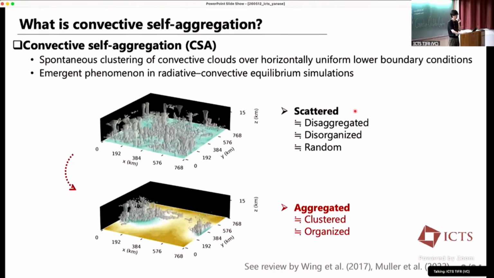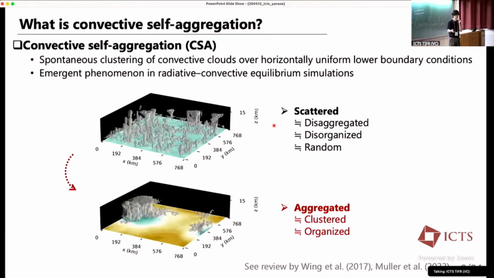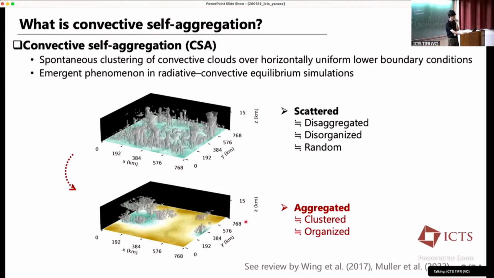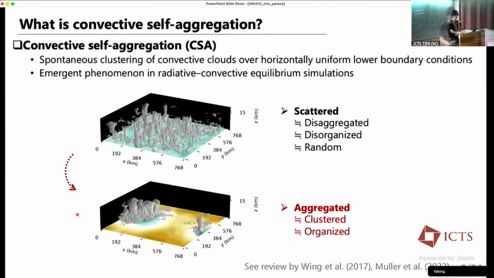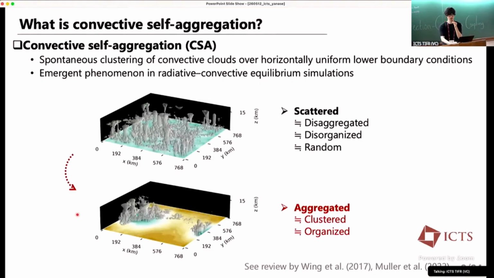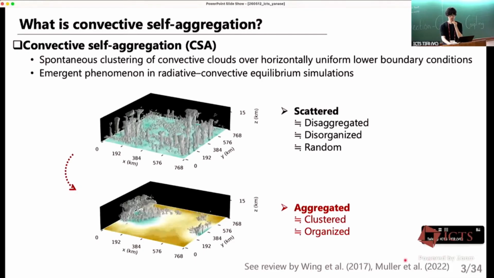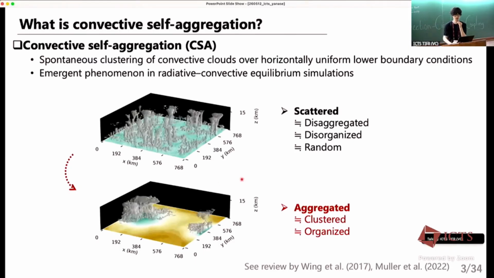Sometimes people call this phase differently. For example, we use scattered, and sometimes we use disaggregated, disorganized, or random convection. But basically these terms all refer to this kind of unorganized scattered convection. We also describe the other state by the terms aggregated, clustered, or organized. But for me, organized has a much broader meaning, so I prefer to use aggregated in this context. This is a brief definition of convective self-aggregation. If you are interested in a more comprehensive review, you may find a good explanation in this review. I attached some references in this slide, so after the lecture you can find them in the slides.